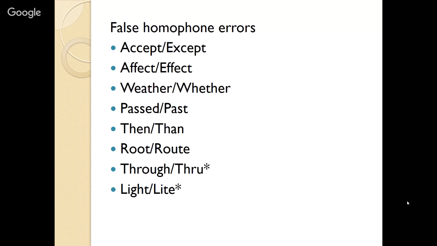Then and than, often confused. Then indicates a sequence of events. Than represents options or choices. And this next one I don't understand.